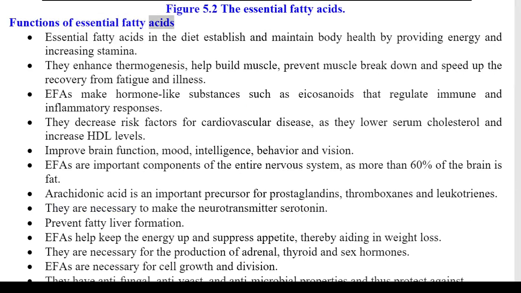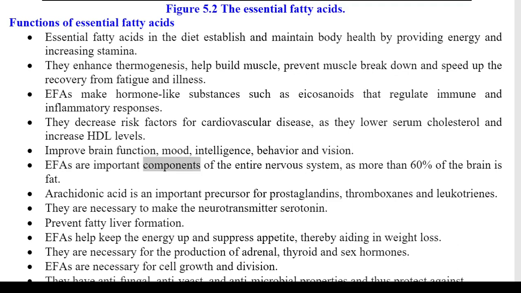Functions of essential fatty acids. Essential fatty acids in the diet establish and maintain body health by providing energy and increasing stamina. They enhance thermogenesis, help build muscle, prevent muscle breakdown and speed up the recovery from fatigue and illness. EFAs make hormone-like substances such as eicosanoids that regulate immune and inflammatory responses. They decrease risk factors for cardiovascular disease, as they lower serum cholesterol and increase HDL levels. Improve brain function, mood, intelligence, behavior, and vision.